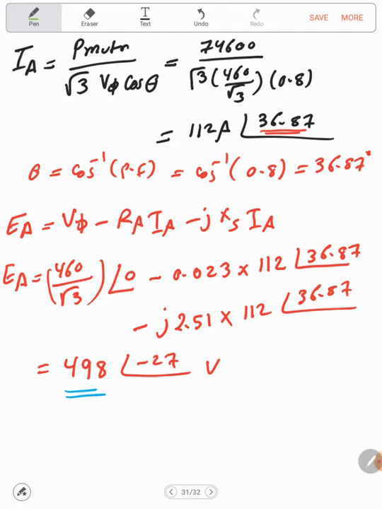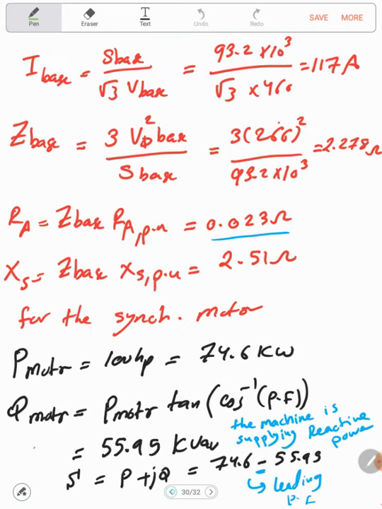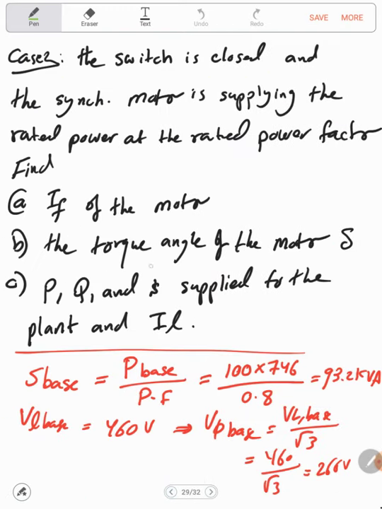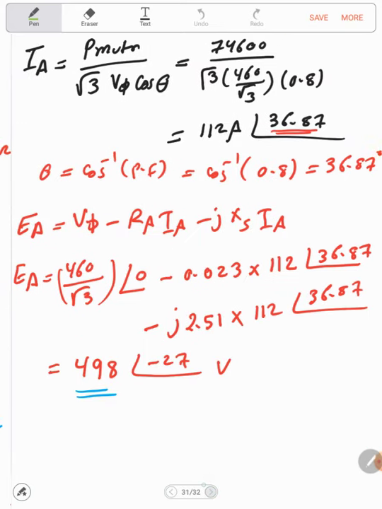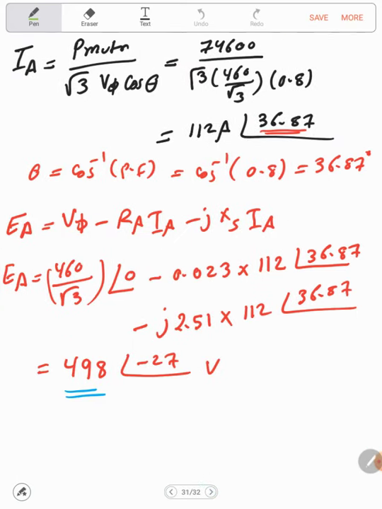The second part was we need to find the torque angle, which is the delta. So the internal voltage contains the information that we are seeking. So this is actually is delta. So delta will equal minus 27 degree. Minus because the machine is acting as a motor.